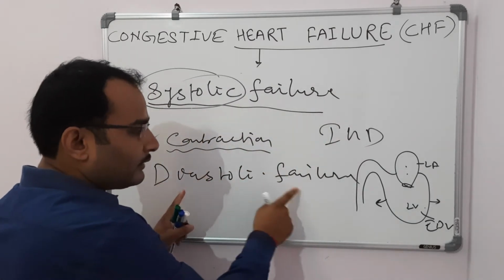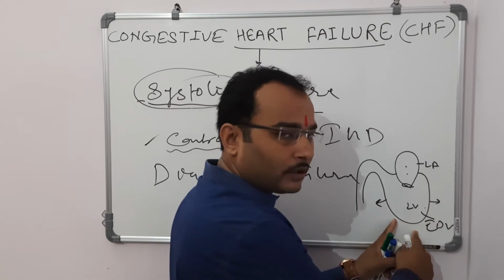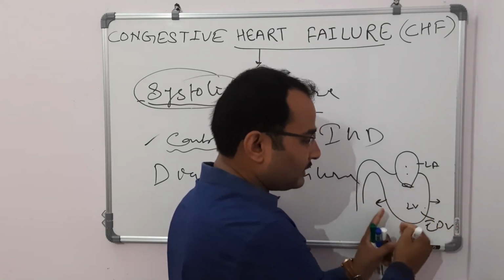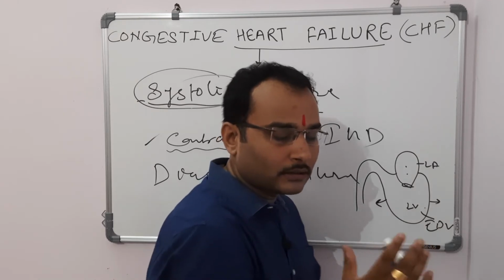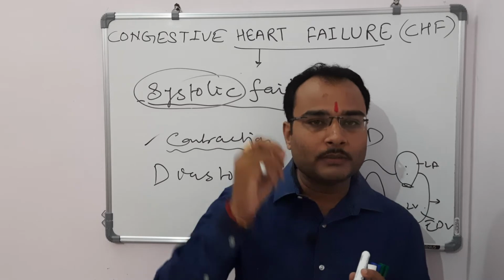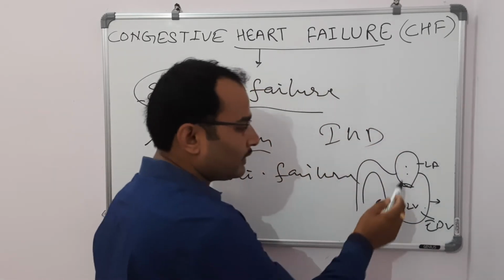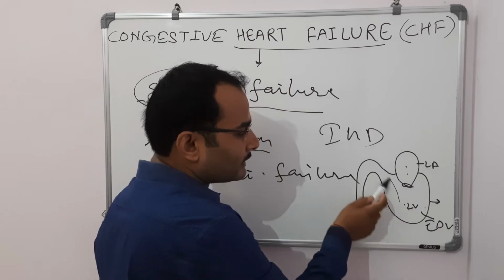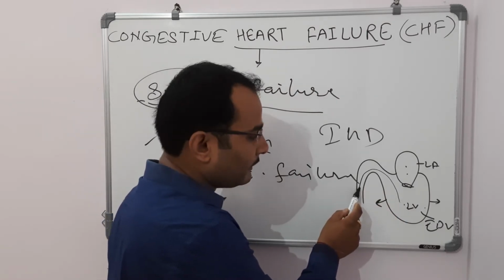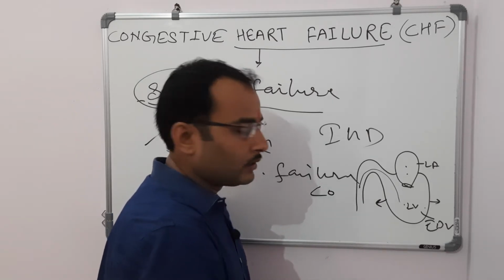So in diastolic failure, the muscle of the ventricle will not be able to expand properly. If the muscles of the ventricle do not expand properly, then the filling of the blood will not be adequate, and once the filling is not adequate, there will be a lesser amount of blood coming out from the left ventricle into the aorta, meaning a fall in cardiac output.